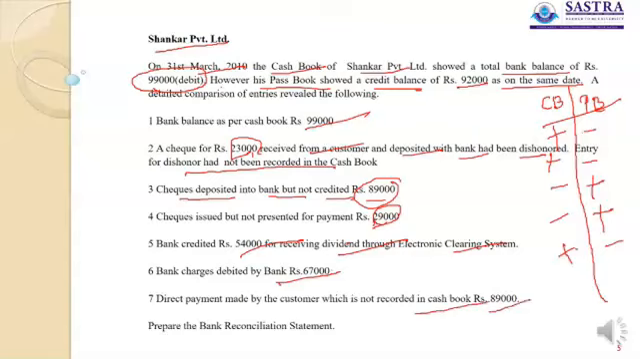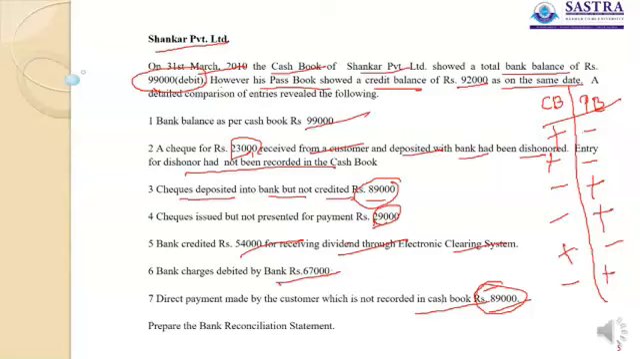Then go to the last, direct payment made by the customer which is not recorded in the cash book, 89,000. This is another kind: a direct payment made by the customer for 89,000 increases the passbook's balance, being a receipt entered by the bank and credited to the customer's account, whereas in the cash book it might not have been shown, so that the cash balance would be lower by 89,000. Such a difference of 89,000 does not happen in the cash book, it happens in the passbook.